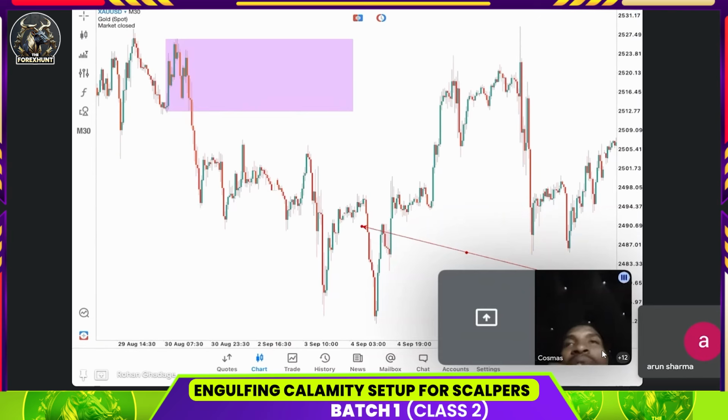We only have to take engulfing buys and sells on M30. No engulfing buy fails or engulfing sell fails. We only have to take simple engulfing buys and simple engulfing sells. Yes, right now you have to focus on the simple things. Simple M30. Okay, sir.